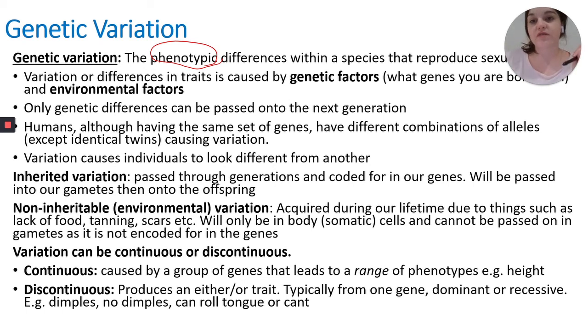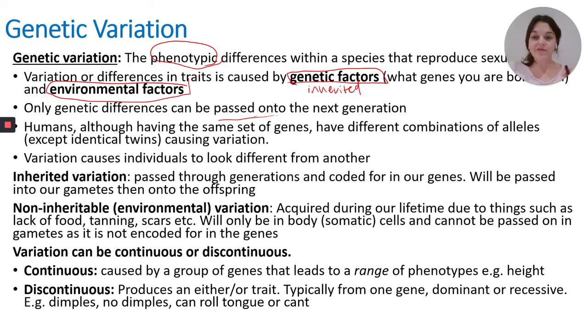So variation, or differences in traits, is caused by two things: genetic factors, so what you're actually born with, that's what you've inherited. So key word there, inherited, and we looked at inheritance in the second third of this topic with Punnett squares, pedigrees, all of that. But it can also be caused by environmental factors as well. So two things that can contribute to variation. However, only genetic differences, so ones that were actually inherited, could be passed on to the next generation. So if it's an environmental factor, then you cannot pass it on.